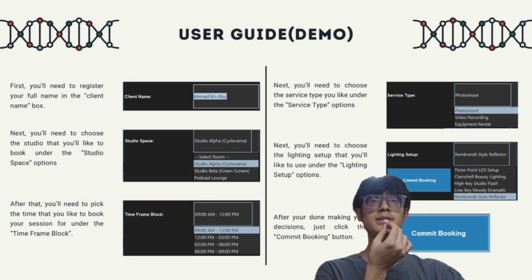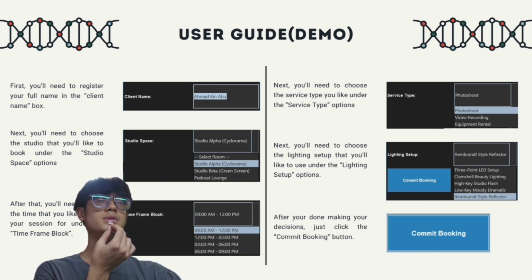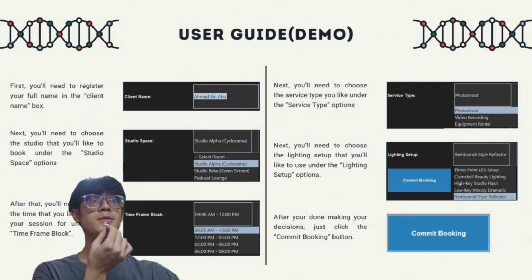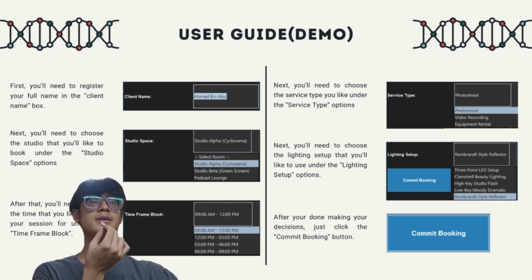After that, the staff will have to choose the time frame for the client booking. And next, the staff will have to choose the service type for the client booking. There are three service types available, which are photo shoot, video recording, and equipment rental. These three will influence the next step. If the client booking is a photo shoot booking, the staff will choose the lighting setup that is available. And if the client booking is a video recording service type, the next step is to choose the production equipment that the client books.